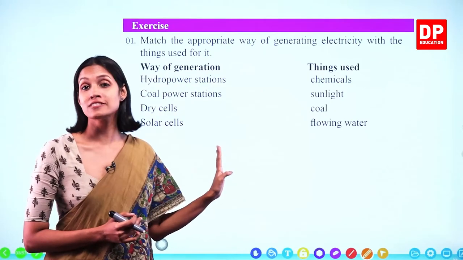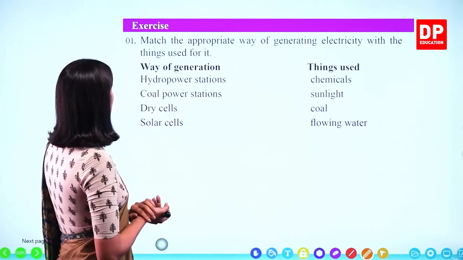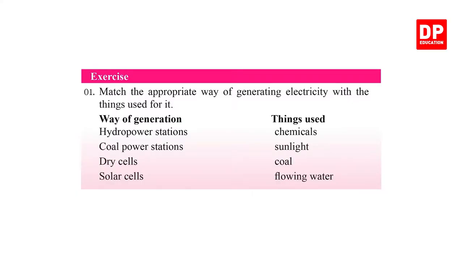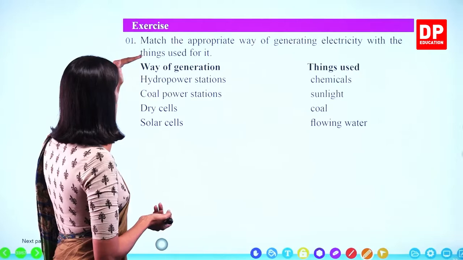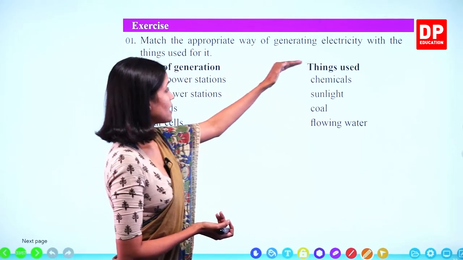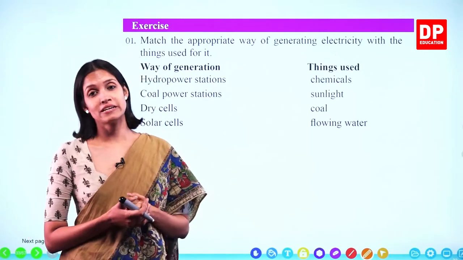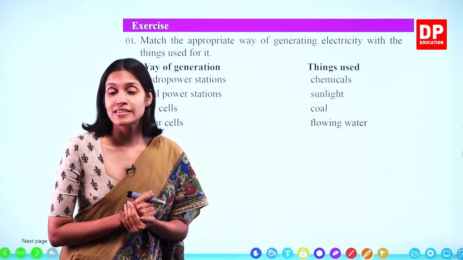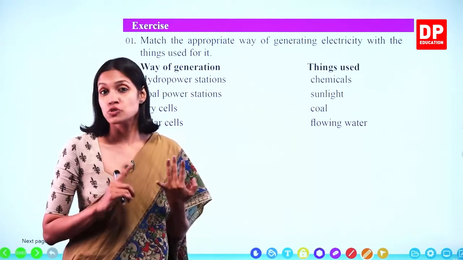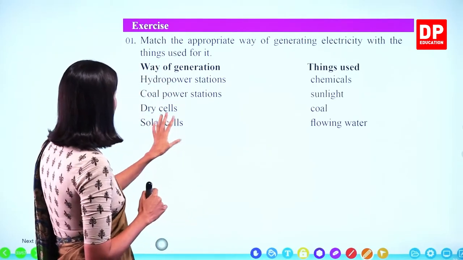First of all, we are going to start with the exercise given in the textbook, right? So the exercise: match the appropriate way of generating electricity with the things used for it. Two sides are given, you have to match them. This side is the way of generation, this side, things used. Now you all know there are different methods of generating electricity. There are three main methods of generating electricity. What are they? Using dynamos, using solar cells, and using electrical cells, right? Let's go through this one.